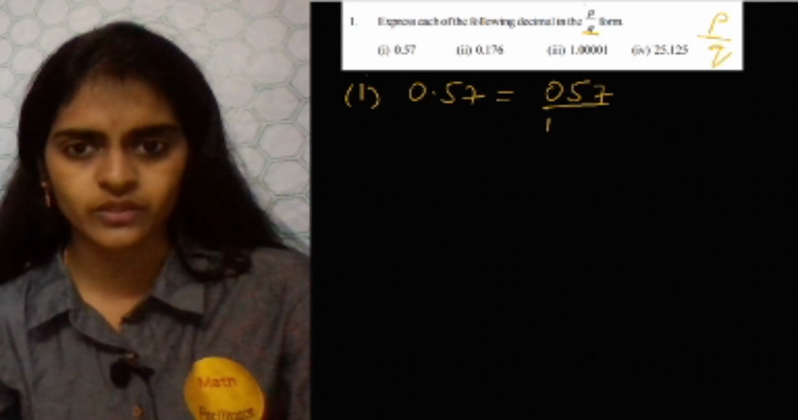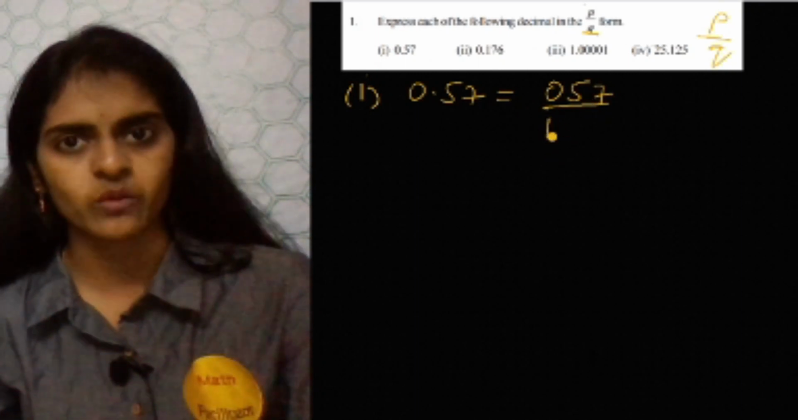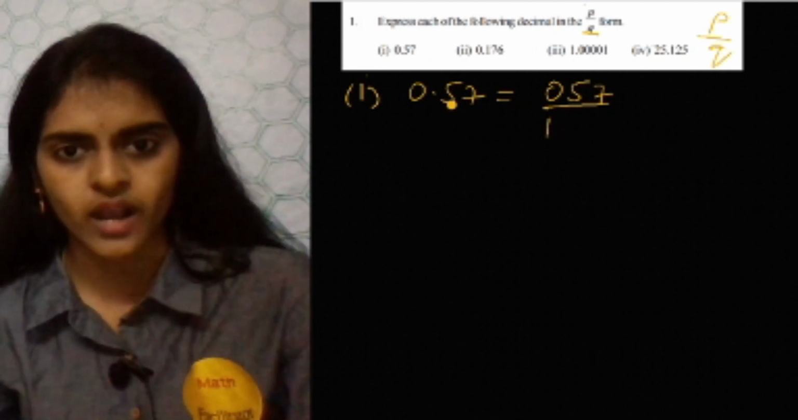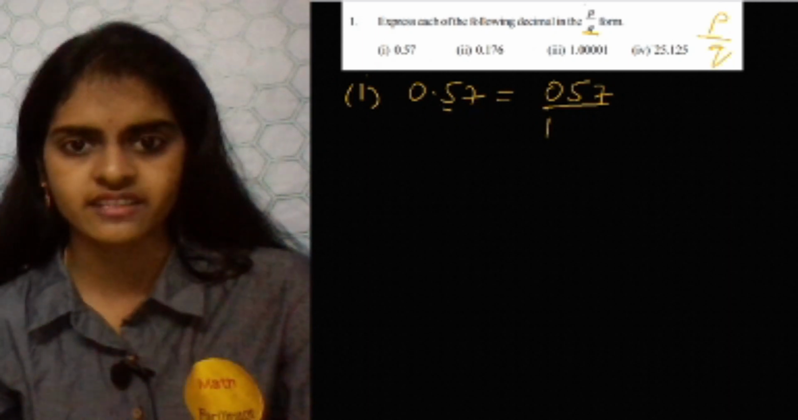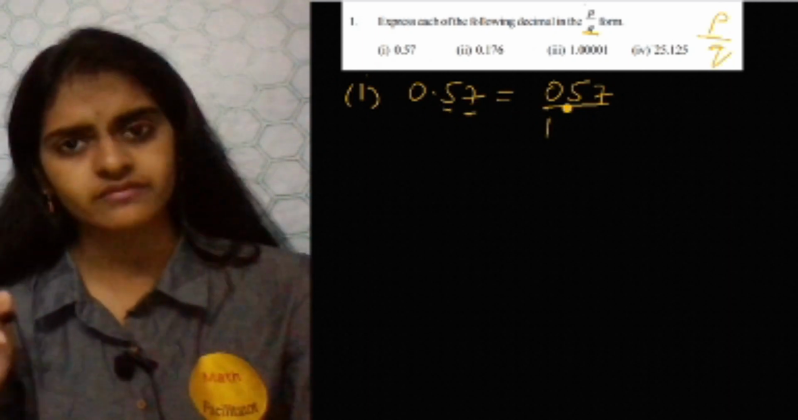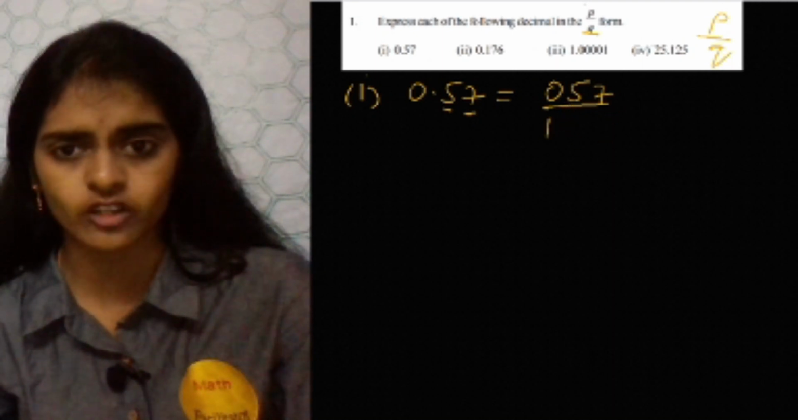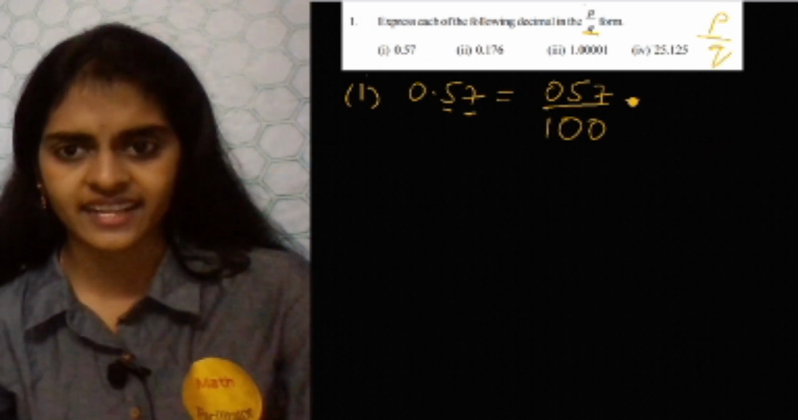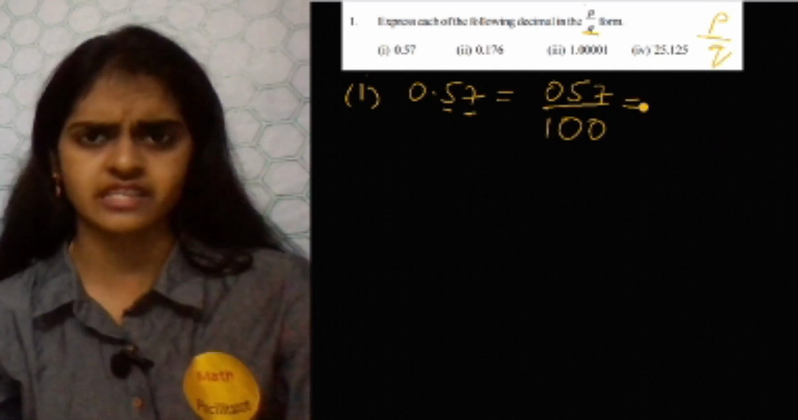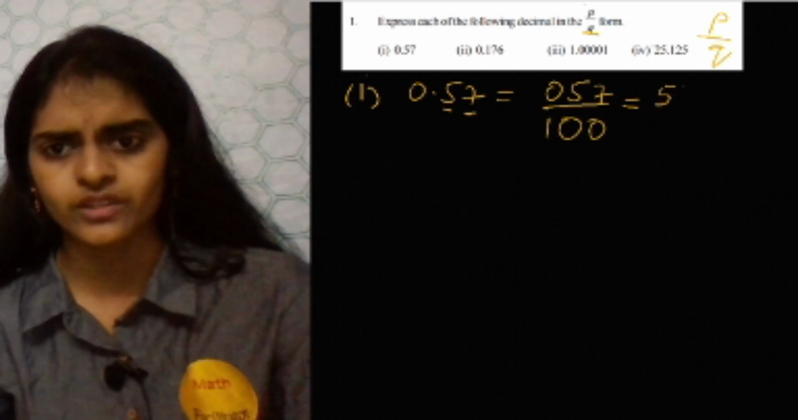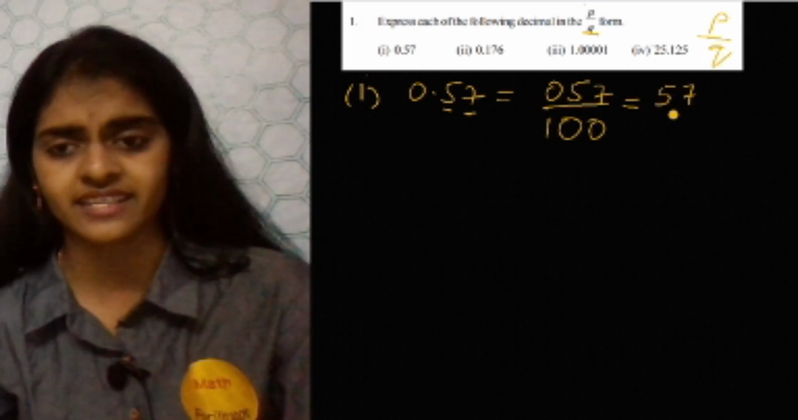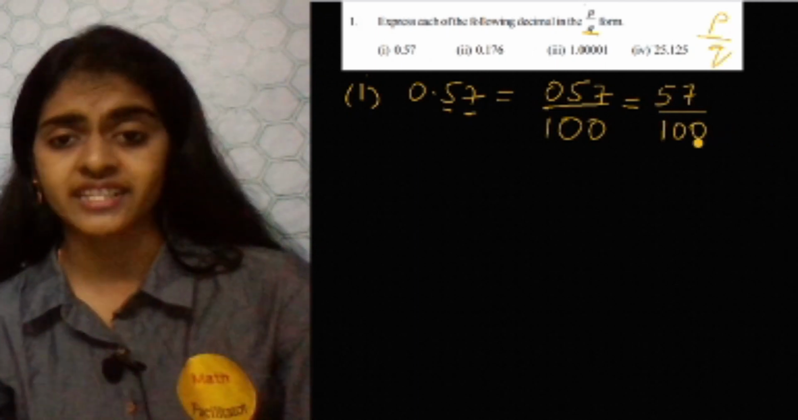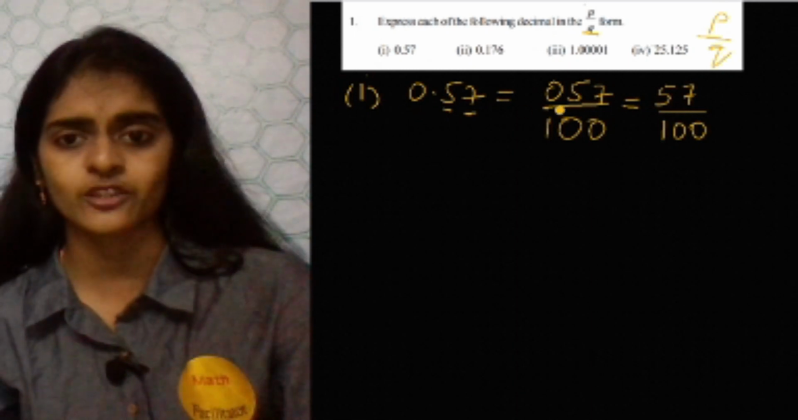Now in the denominator you write 1. After writing 1, just see in the given decimal how many decimal places are there. See, 1, 2 decimal places are there. This is the first place, second place. So 2 decimal places you have, so in the denominator after 1 you will write 2 zeros. Clear? Now 057 or 57 both are same, isn't it? This 0 doesn't have any value. So you write 57 divided by 100. Now if you understand this method, then you don't have to write 0 in the next question.